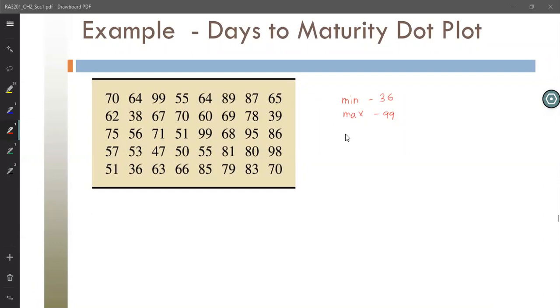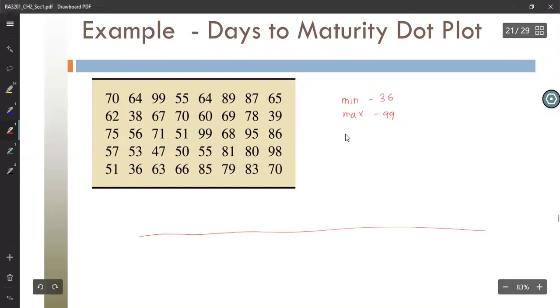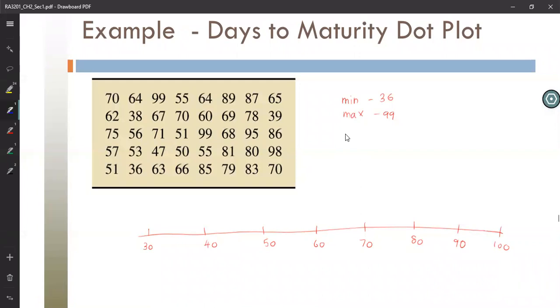Okay. So minimum 36 and maximum 99. So you can do it in tens. Try to draw it to scale. So I'm not going to fill everything. I'll just show you. Okay. You can put a tick.